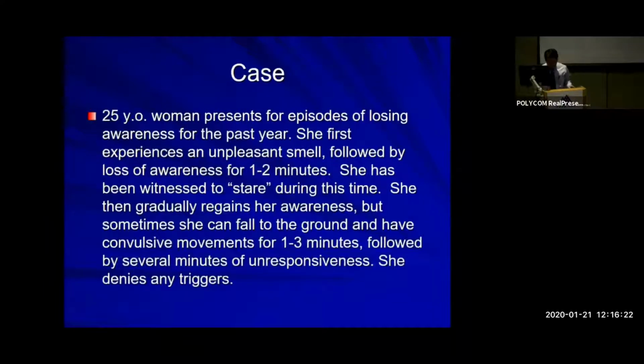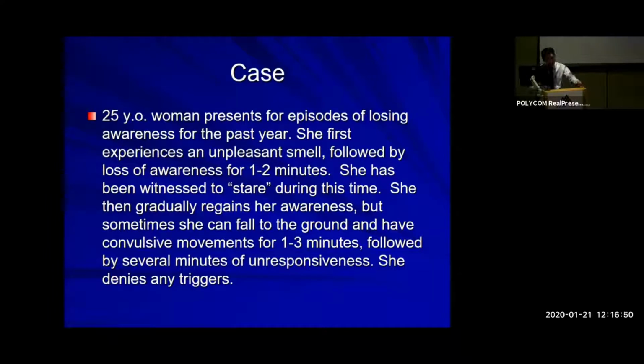Okay, so I was asked to try to do a case presentation as much as I can, so we'll follow this one patient through. You have a 25-year-old woman who comes to you because she's been having episodes of losing awareness for the past year. She says she typically experiences an unpleasant smell, and then she loses awareness. She's been told that she's out of it for 1 to 2 minutes, and that she seems to stare during the episode.